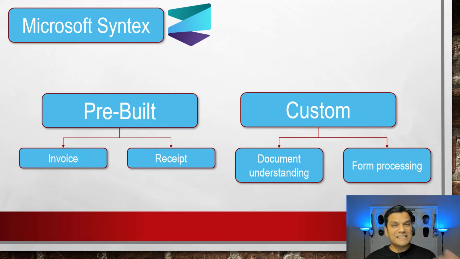Now this is always evolving. So say you're already watching this video, a month or 2 months or a year after I uploaded it or published it, you might actually see more pre-built models. But right now, as we stand, this is what it is. There's a pre-built and a custom. Pre-built has invoices, pre-built has receipts, and in the custom, it breaks it down into 2 sections. There's the document understanding and the form processing.